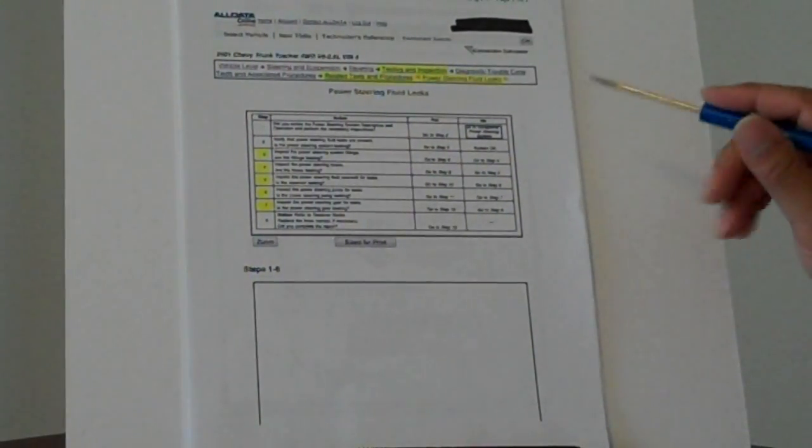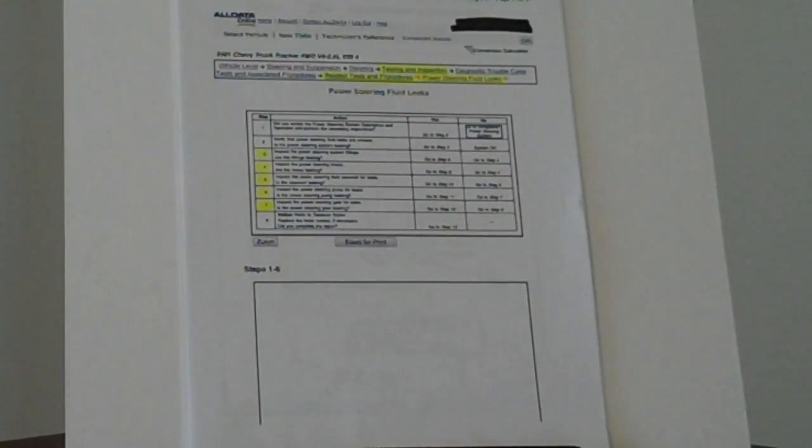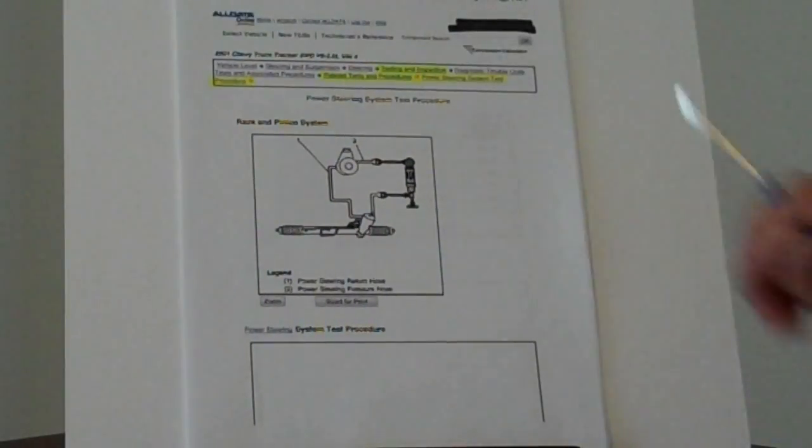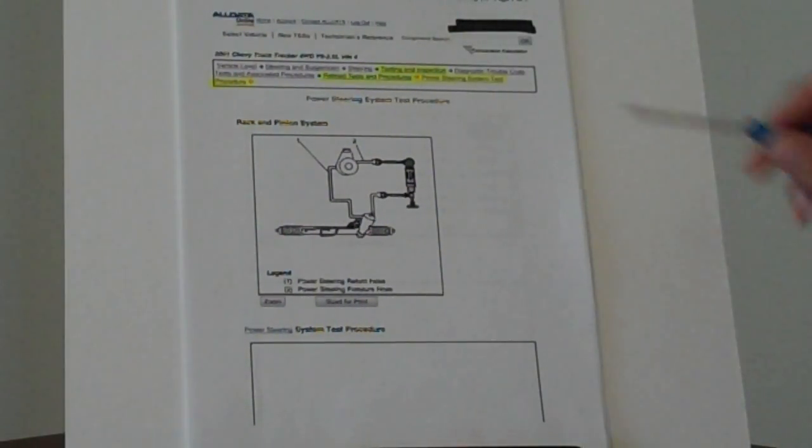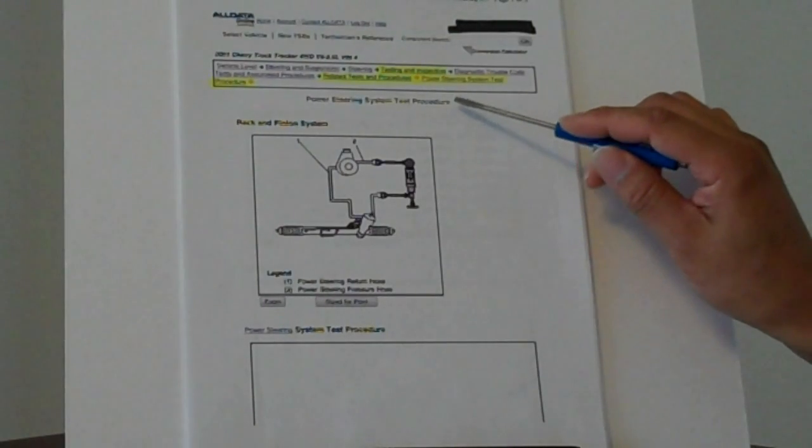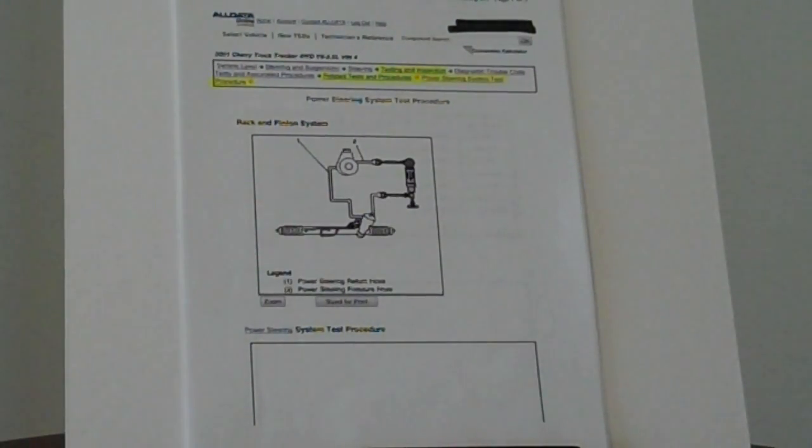Now, following the symptom chart for power steering fluid leaks, it shows to inspect the more obvious components first, such as fittings, hoses, reservoir, pump, and then the gear or rack. The last step in this process is to operate the system to verify the repair. The second symptom chart, power steering system test procedure, is used to check for the correct pressures in the system.